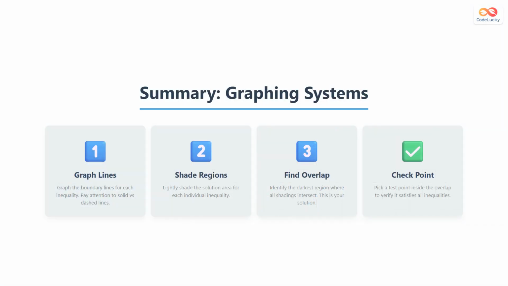To wrap up, remember these three main steps. First, graph the boundary lines for each inequality, paying attention to whether they should be solid or dashed. Second, lightly shade the solution area for each one. And third, identify the darkest region where all the shadings intersect. This overlapping area represents your final solution set.